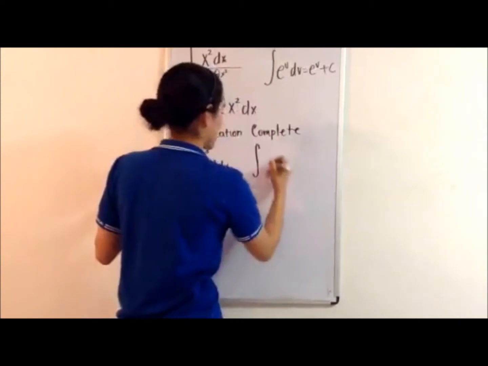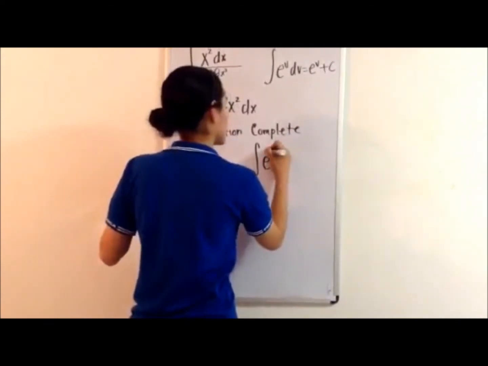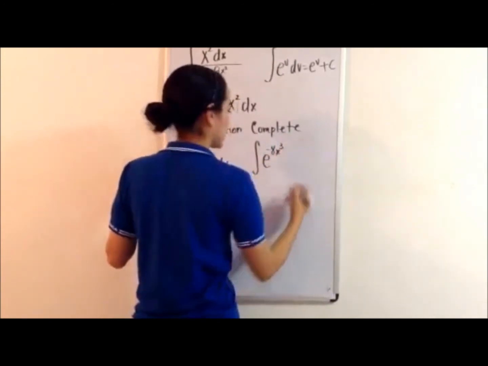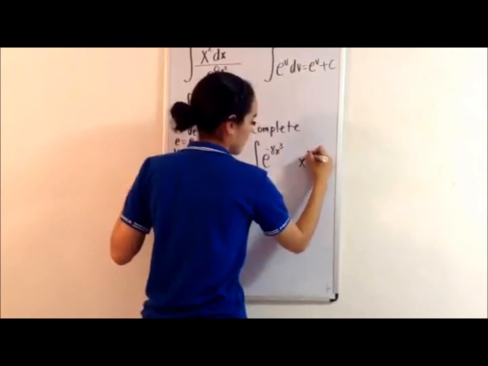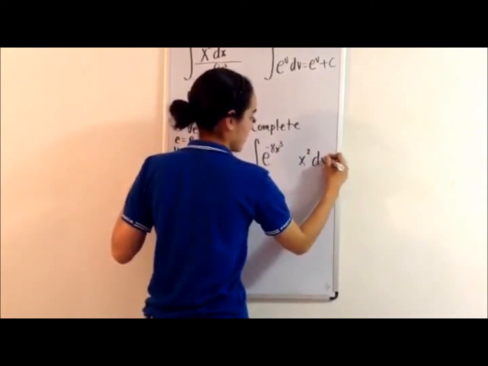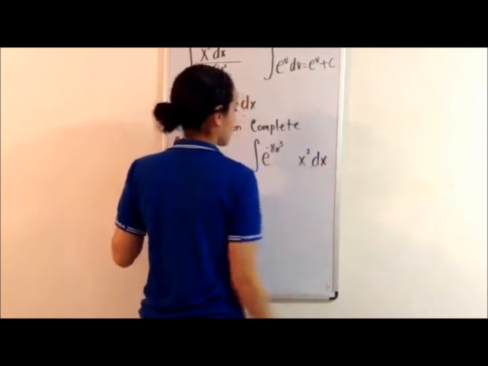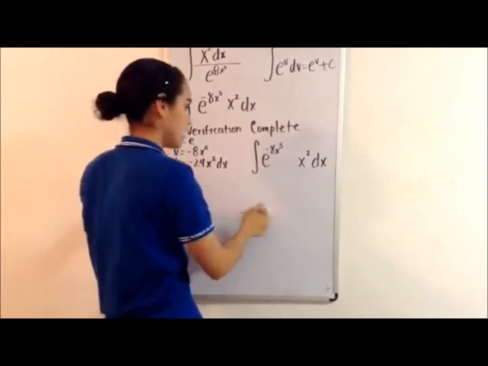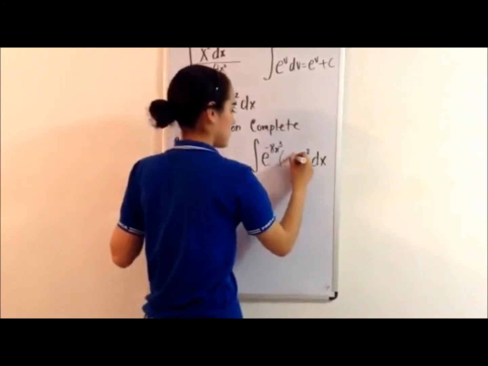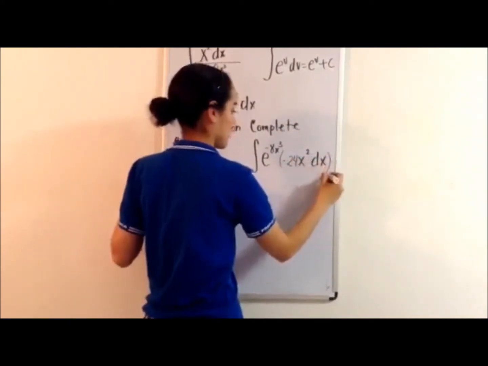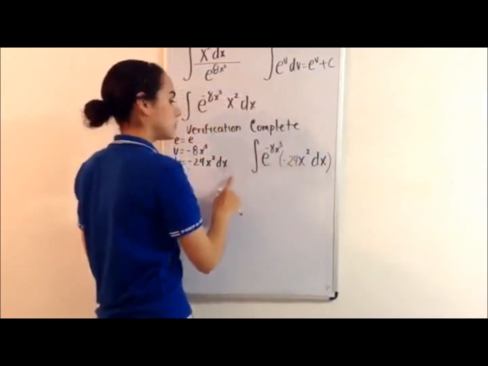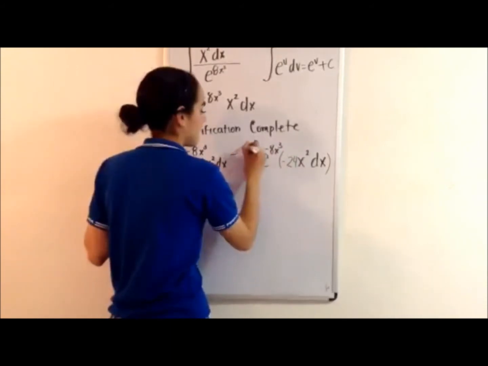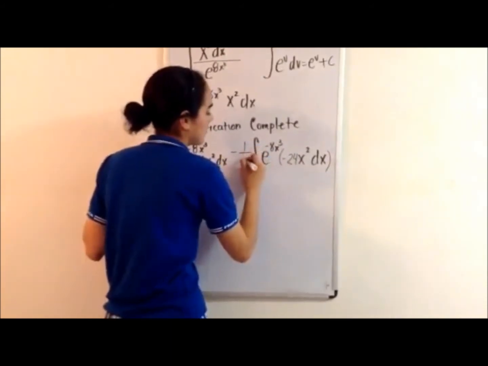Now I am going to complete the integral sign, e to the minus 8x to the third, x to the second differential x. Here I am going to add the minus 24 and I am going to put the reciprocal of this number before the integral sign, minus 1 divided by 24.